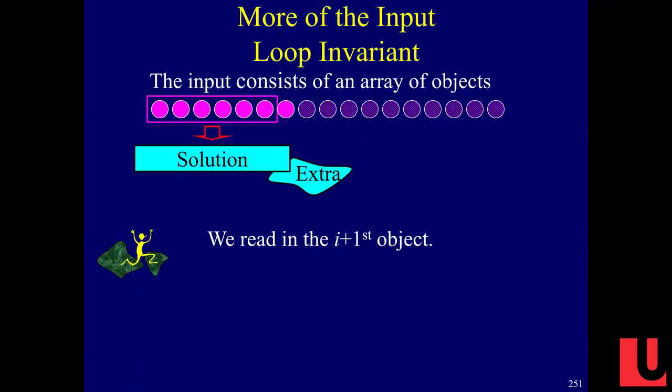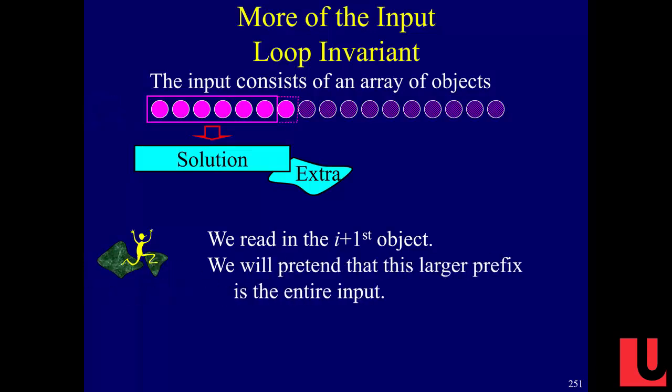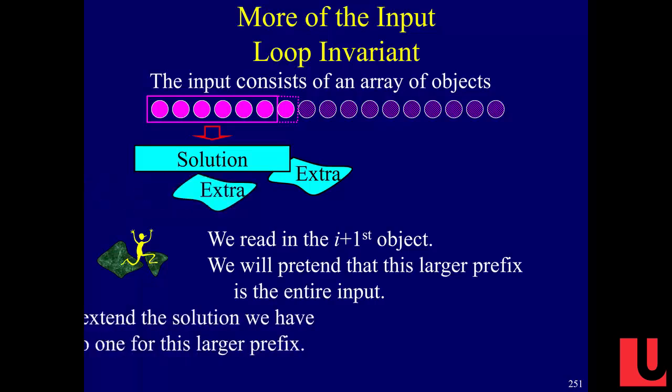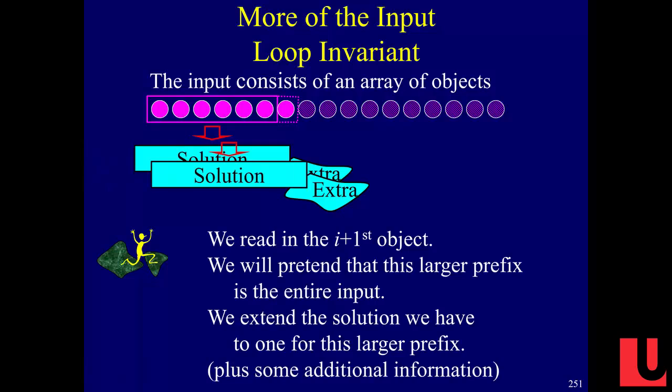So how do we go forward? How do we take a step? Obviously you look at more of the input. You look at the next object, and then you think this extended thing is the input. And as such, you have to calculate, oops, where did it go?